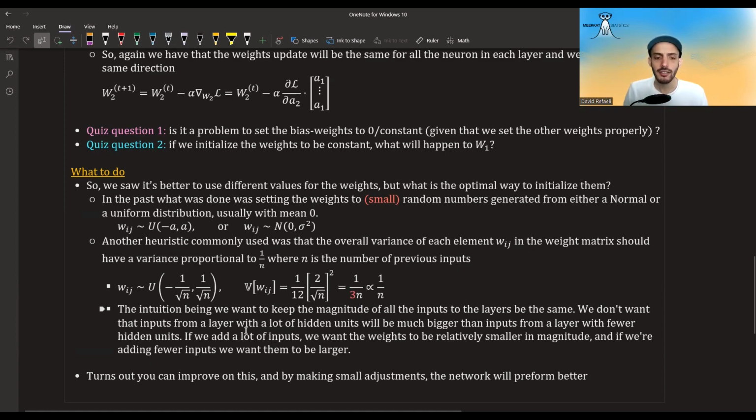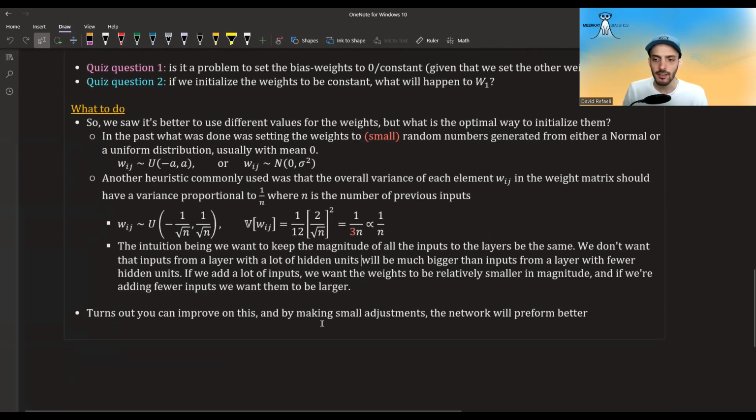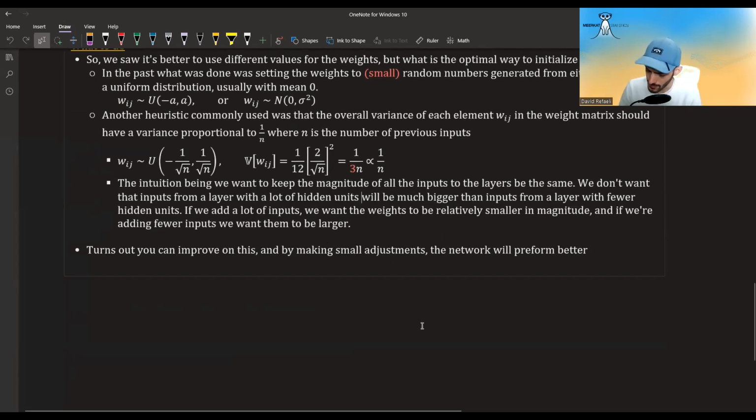And the intuition here is that we want to keep the magnitude of all the inputs to the layers to be roughly the same. We don't want the input from a layer with a lot of hidden units to be much bigger than inputs from a layer with fewer hidden units. So if we have a lot of inputs, we want smaller weights, and if we have fewer inputs, we want larger weights. Okay, so if we have a lot, then we want the weights to be relatively small because we are summing up a lot of numbers. But if we only have a small amount, then we can have the weights be a bit bigger.